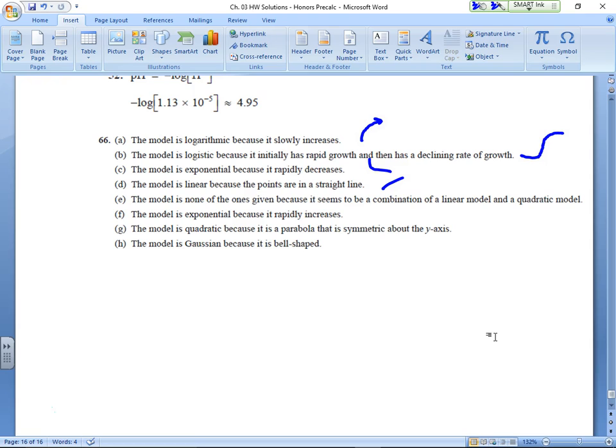Uh-oh. Letter E was the funny one, because it said none of the ones given, since it seems to be a combination. It had a linear piece and a parabolic piece. So E was the tricky one, it was none. F was exponential, because it rapidly increases. Quadratic, because there's a parabola. And then Gaussian, ooh, what was that one? It was the funny bell-shaped one that you don't need to memorize for the test. And who else don't you need to memorize for the test? Logistic. The nasty one.